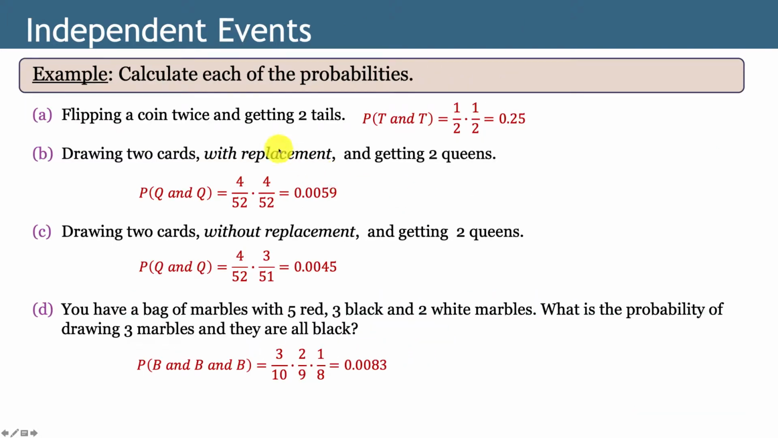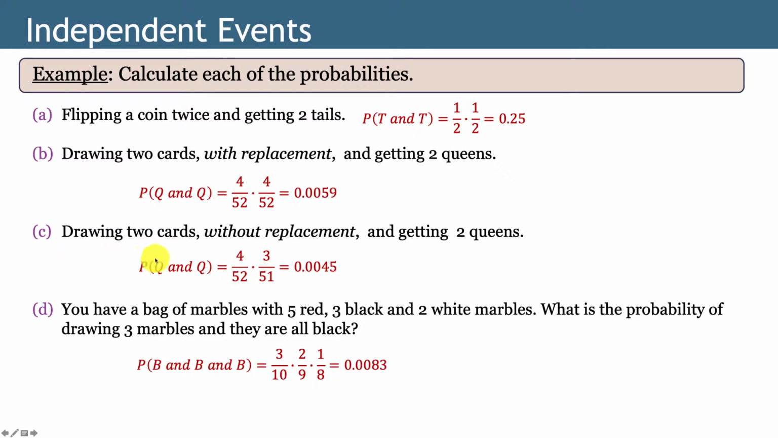Okay, flipping a coin twice and getting 2 tails, that's independent. So 1/2 times 1/2, 0.25, you're good. Probability of a queen and a queen, with replacement: 4 out of 52. We replaced it, so the next queen is 4 out of 52. No problem there. So we got that one.